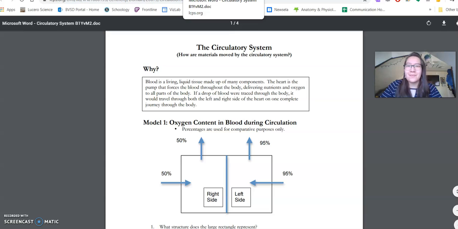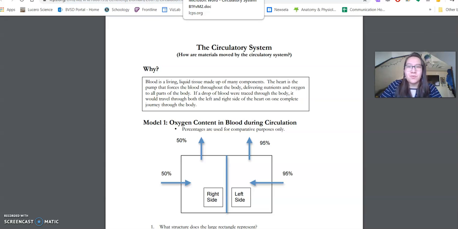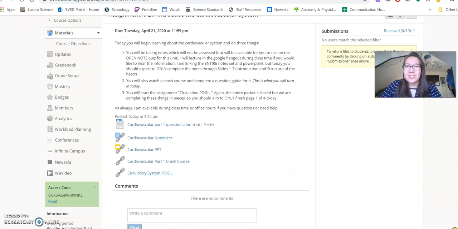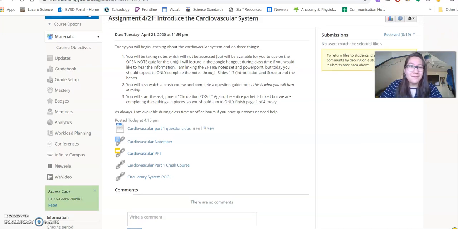And this talks about how materials are moved by the circulatory system, which is the biggest deal about why we're concerned about our circulatory system. Why do we want to move materials around? Why is that important? And how the heck does the heart do it? It's amazing. So, it looks very similar to what we did for digestion.